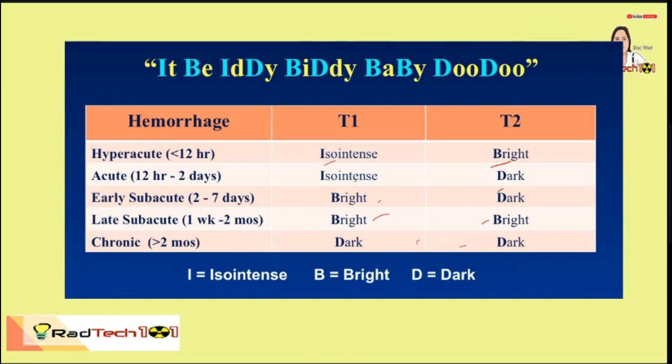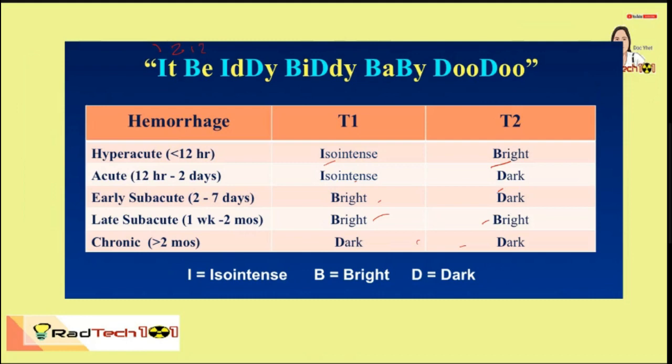Okay, so iso-intense means the same brightness, the same appearance when compared to the surrounding structures. So we have here B, E, D, B, D, baby, do, do. Let's just memorize the first letters. So this is T1, T2, T1, T2, and so on. Okay, I hope you get the picture.